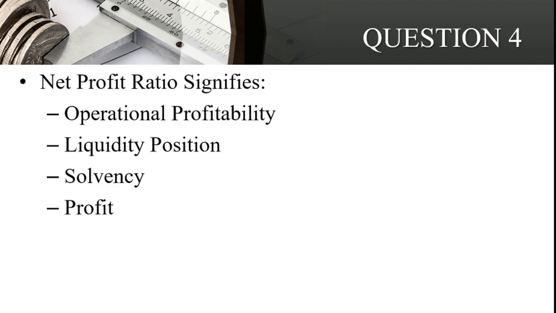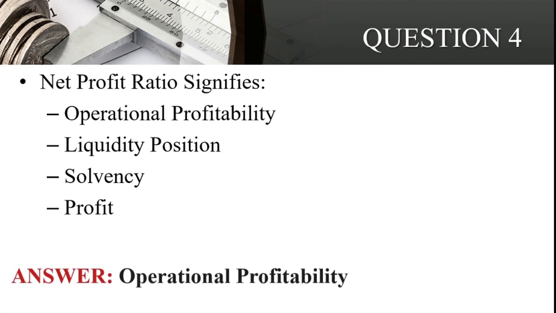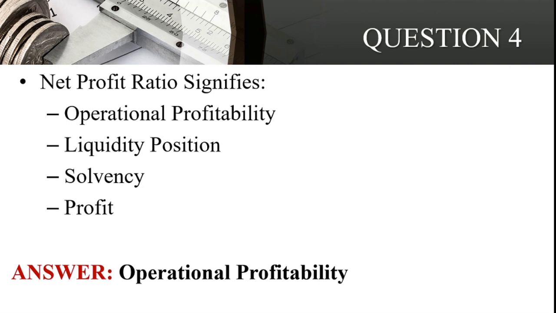Fourth question: net profit ratio signifies? Options: operational profitability, liquidity position, solvency, profit. And the answer is operational profitability.